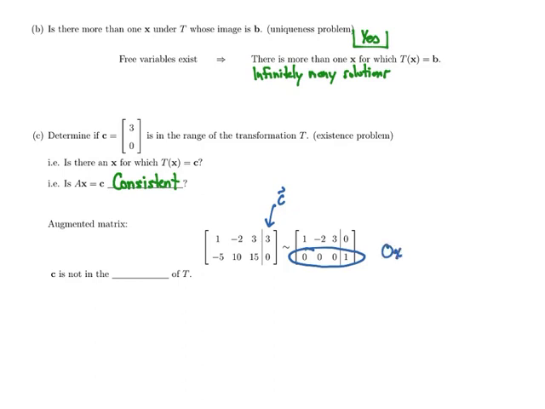This corresponds to the equation 0x1 plus 0x2 plus 0x3 equals 1. That's another way of writing 0 equals 1. That's not good. That means that there are no solutions, which means that C is not in the range of T. And here's our difference between range and codomain. C is definitely in the codomain. We can think about it in R2, but it's not in the range of T.